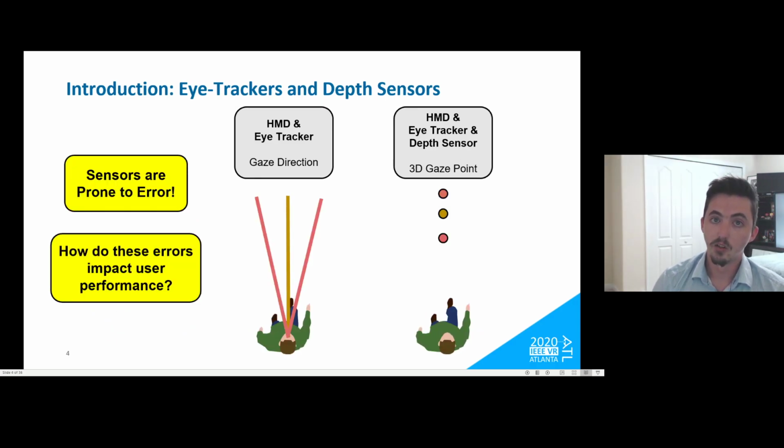The downside to adding these two layers of hardware is that they are prone to error, both network and accuracy errors. And these errors have big impacts on user performance. We ran a study on this in the past, and we showed that accuracy and latency errors specifically can have big impacts on user performance when they're relying on using this shared gaze information.